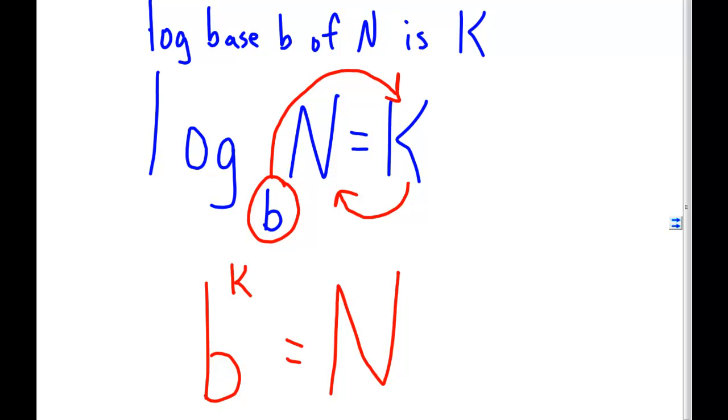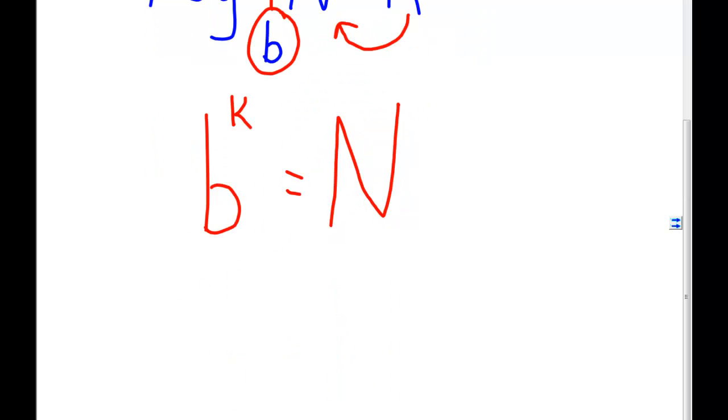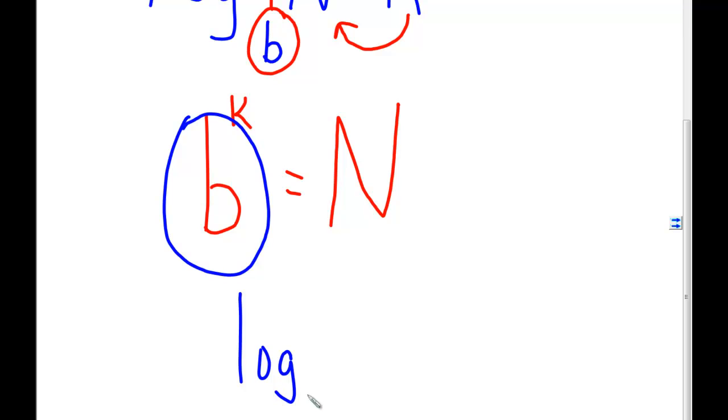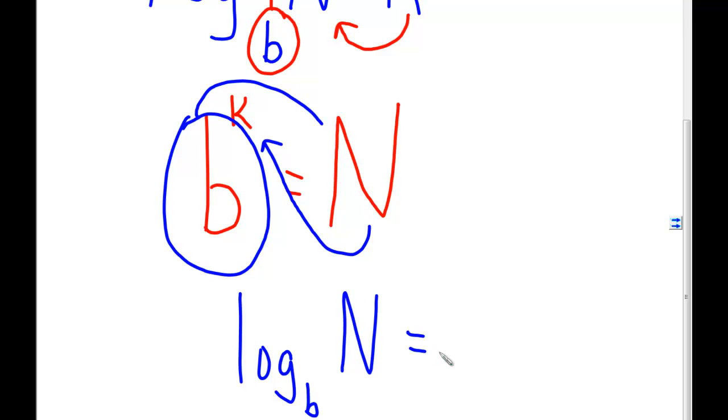We can also do this the opposite way. We can start with the exponential equation and make it a logarithmic equation. Start with the base. The base of the log is the same as the base of the exponent. Log base b of n is equal to k.